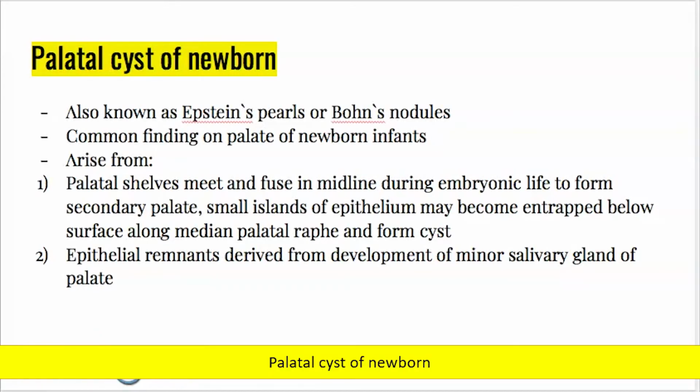I'll be talking about the palatal cyst of newborn. Palatal cyst of newborn is also known as Epstein's pearls or Bohn's nodules. It's a common finding on the palate of newborn infants. It arises when the palatal shelves meet and fuse in the midline during embryonic life to form the secondary palate. Small islands of epithelium may become entrapped below the surface along the median palatal raphe, and finally form the cyst. The second theory is that the epithelial remnants are derived from development of minor salivary glands of the palate.